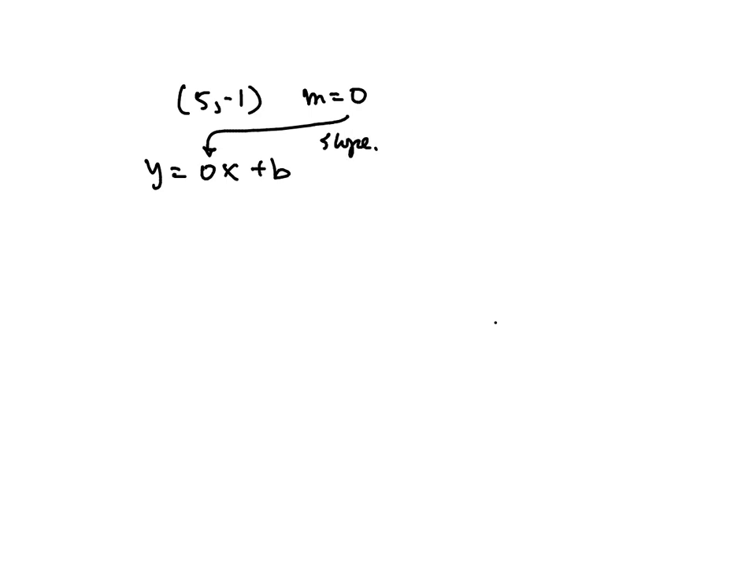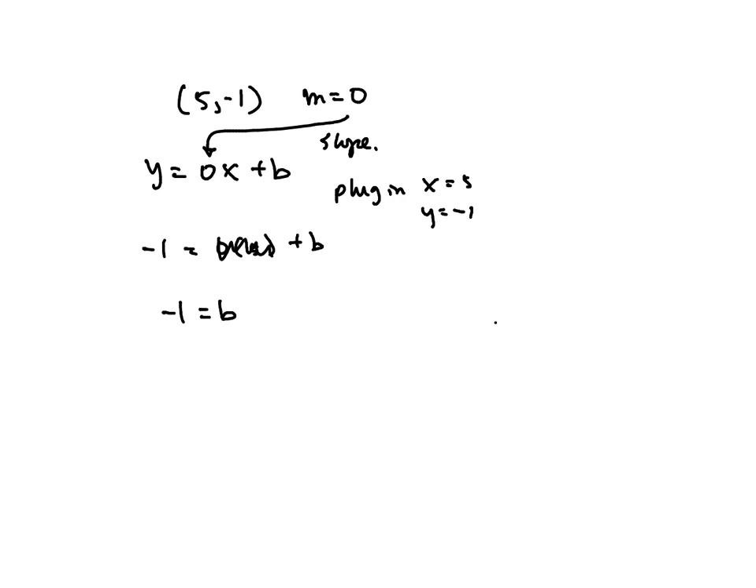You've got the point 5, -1, and you know the slope equals 0. So let's plug that in. You plug in everything. What we end up getting is 0x plus b. And then, once we figure it out, we can plug in our x and y. So you get -1 equals 0 times 5 plus b. And in this case, 0 times 5 is 0. So you get -1 equals b.